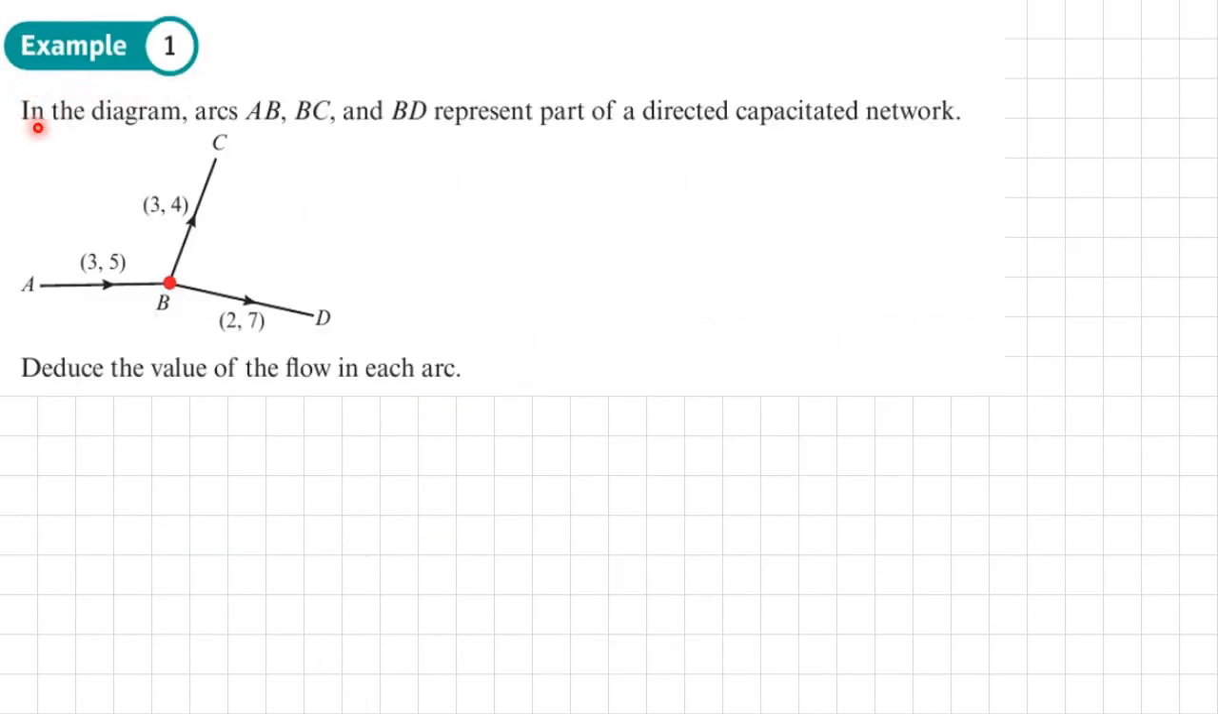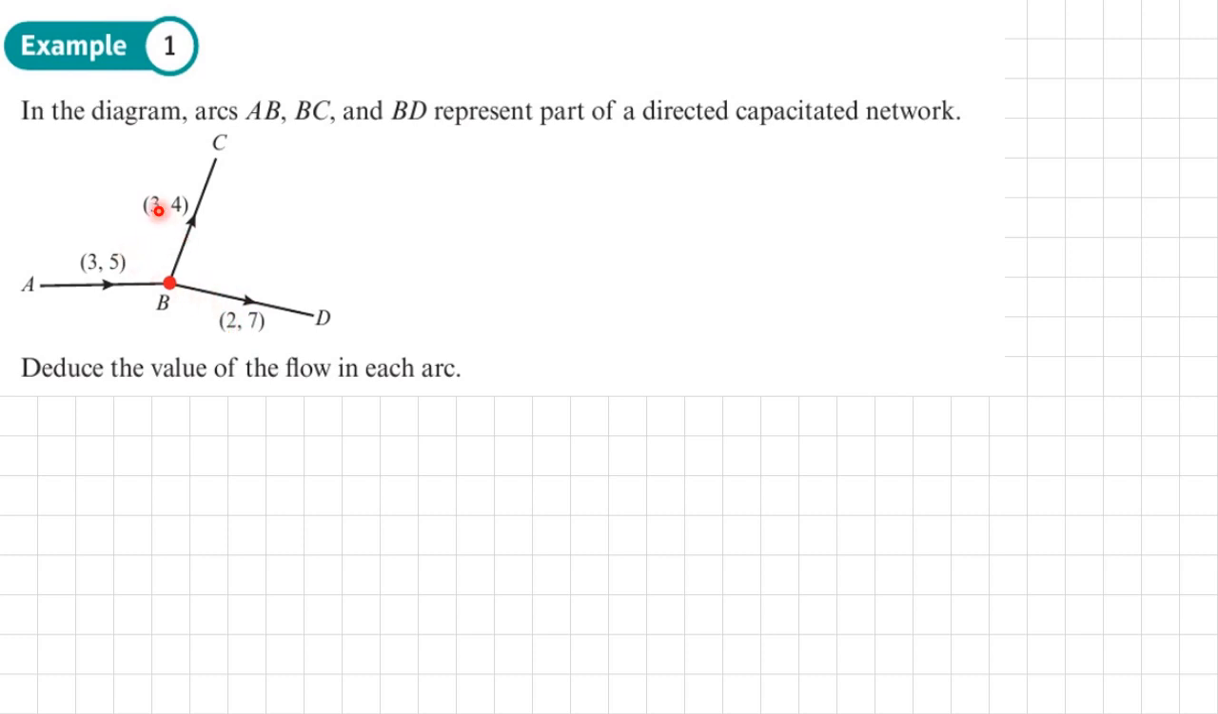Example 1. In the diagram, arcs AB, BC and BD represent part of a directed capacitated network. The diagram is shown here. Deduce the value of the flow in each arc. So we have the maximum and minimum values of the flows in each of the arcs.